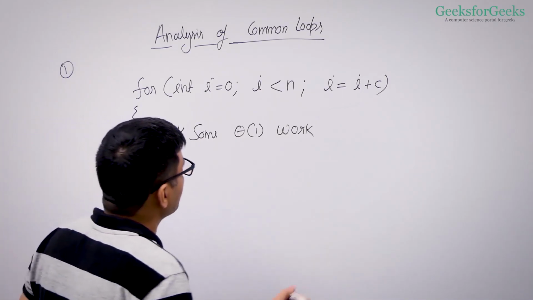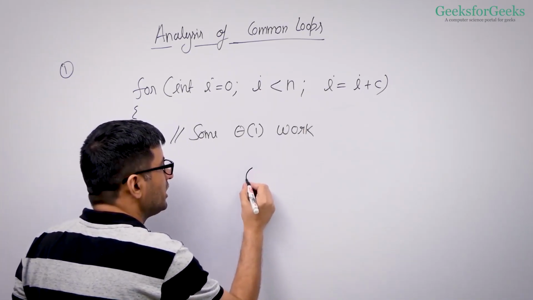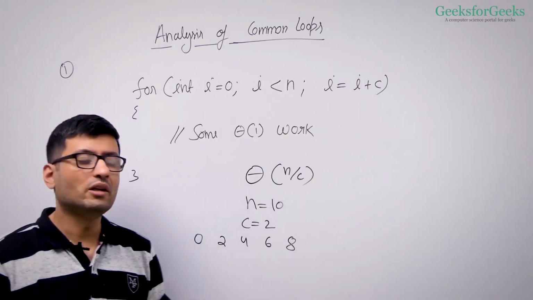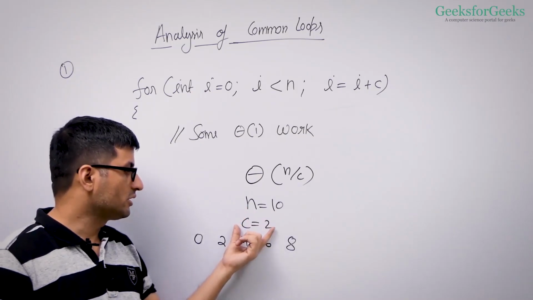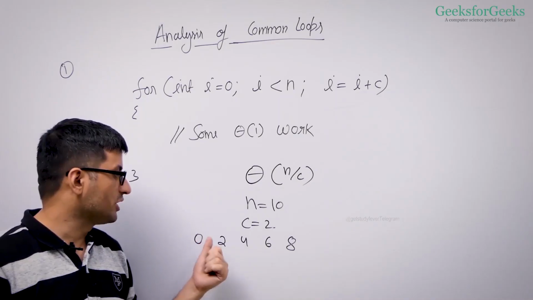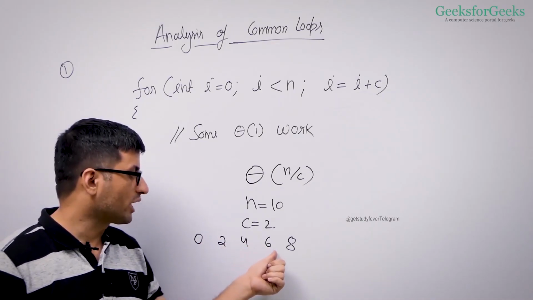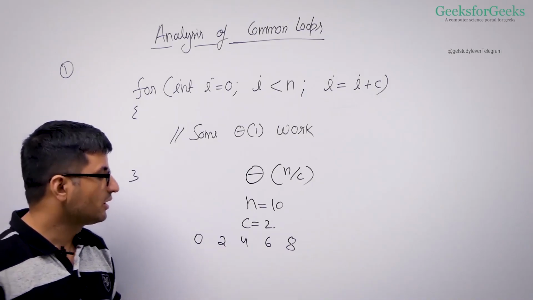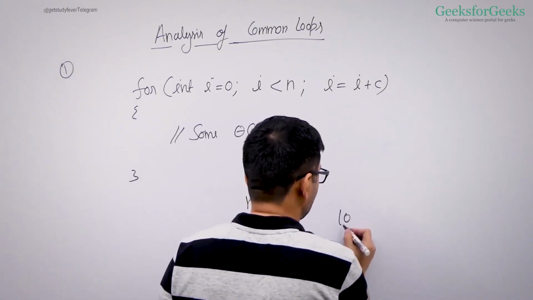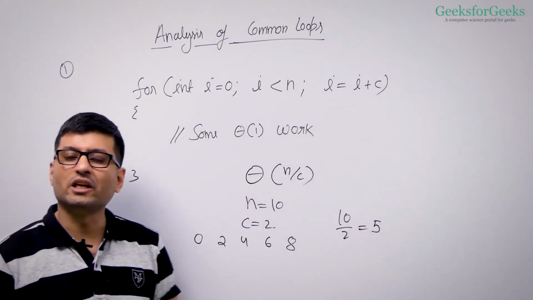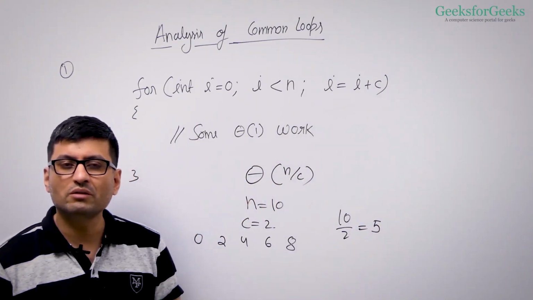You can see that it's going to run theta n by c times, right? For example, let us take n equal to 10, c equal to 2. This loop will run for i equal to 0, i equal to 2, i equal to 4, i equal to 6, i equal to 8. So how many times does this run? 10 by 2, 5 times. If n is 11, then also it's going to run 5 times.